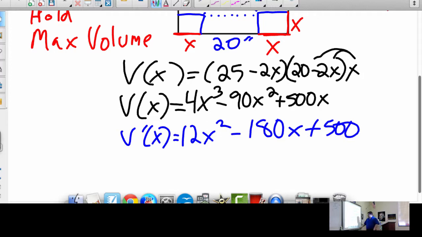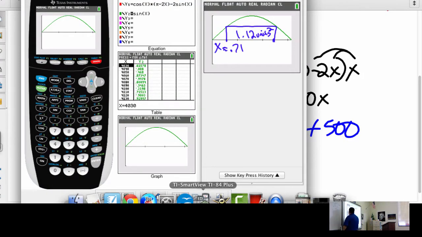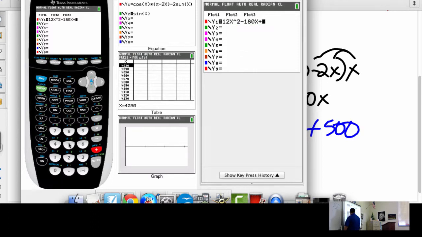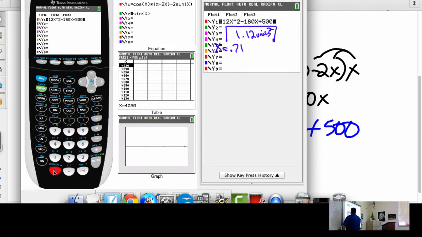Graph it. So what I'm going to do is plug that equation into my graphing calculator as soon as I put my marker back here. Alright, so I come in here and I clear this out, and what was that? It was 12x squared minus 180x plus 500, right? Yeah. Alright, so I gotta erase that. That's from the other class.